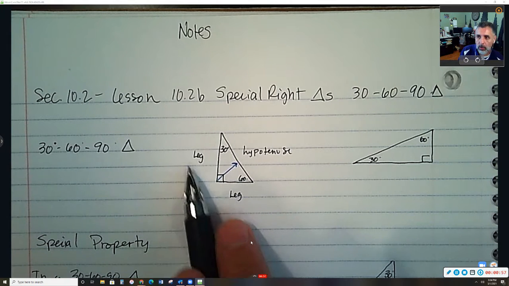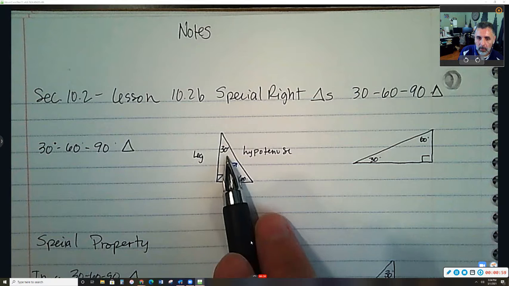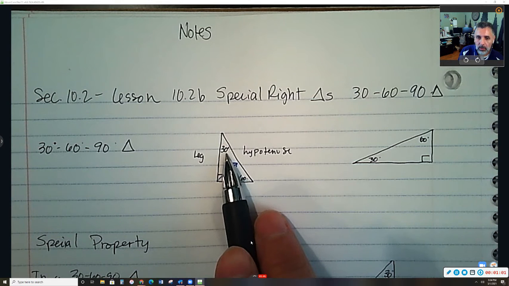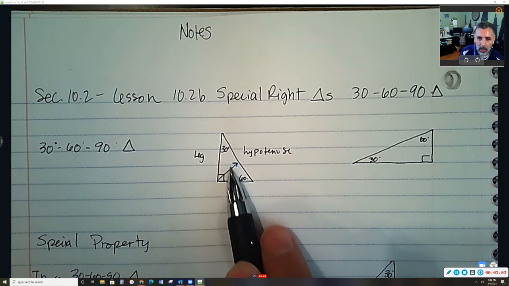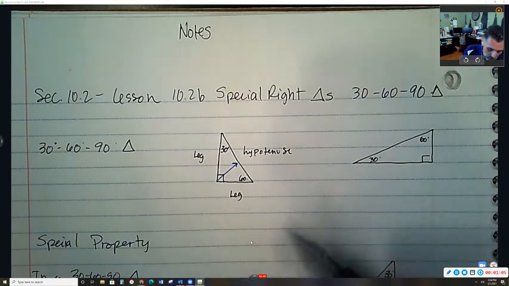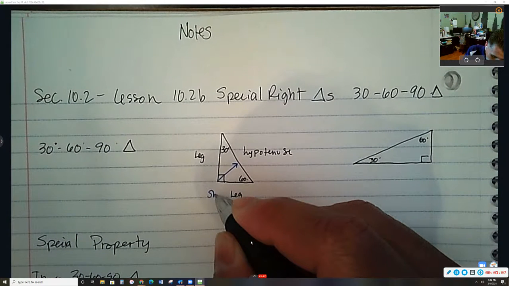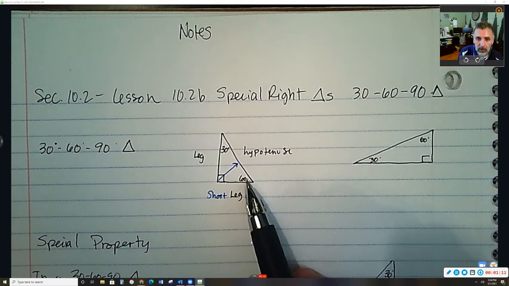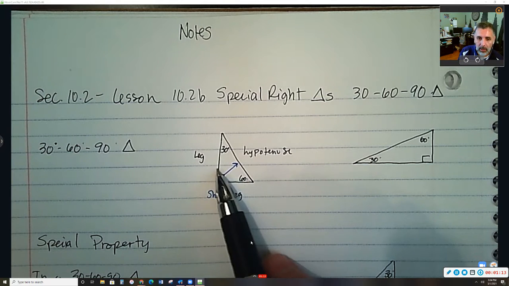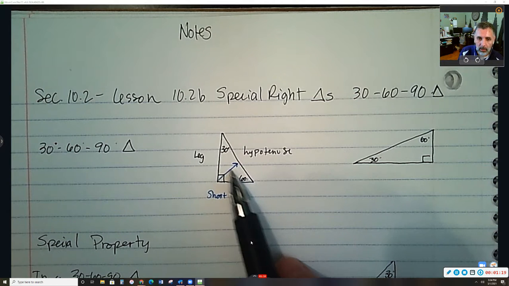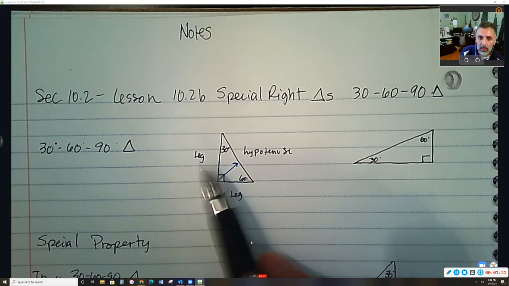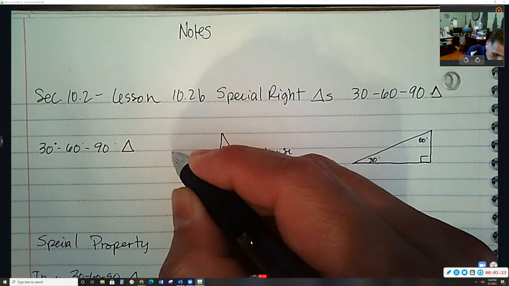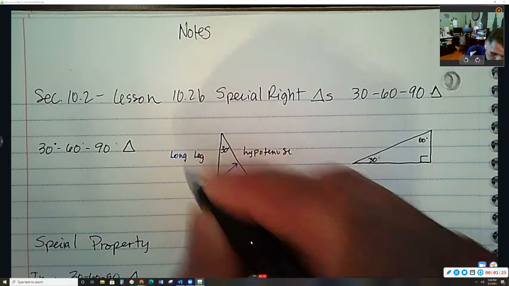But in order to distinguish between the two, the smaller angle, which is 30 degrees, the leg opposite the smaller angle, they call this the short leg, or the shorter leg. And the side across the 60-degree angle, like this side going across this way, that's called the longer leg. Okay, I'm just going to put on here long leg.